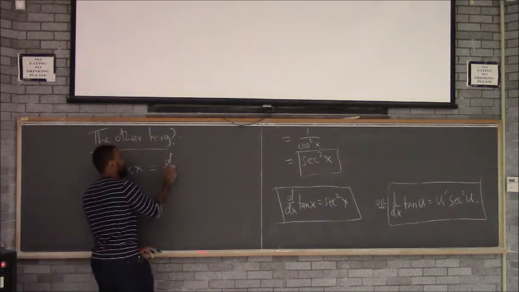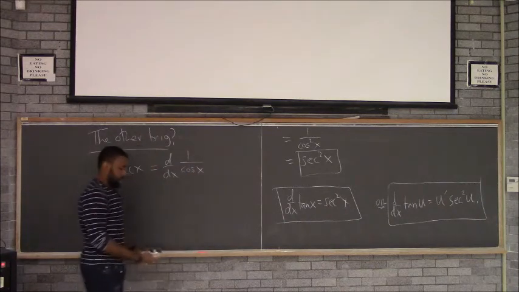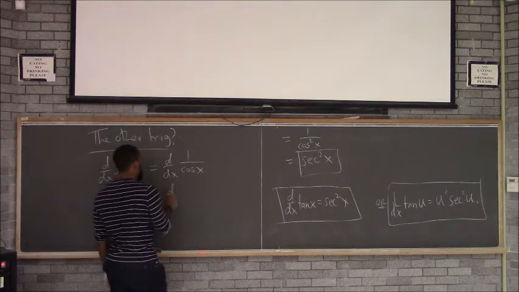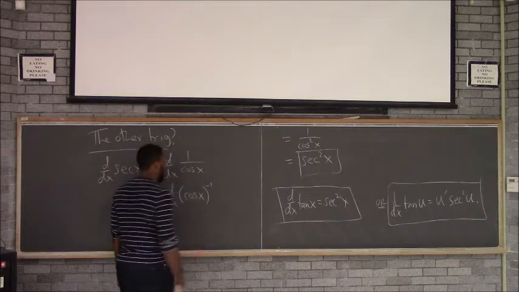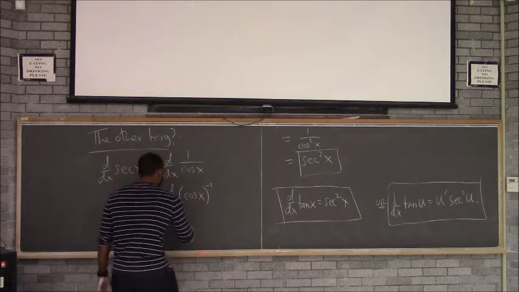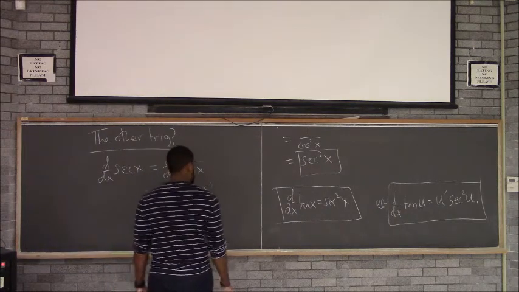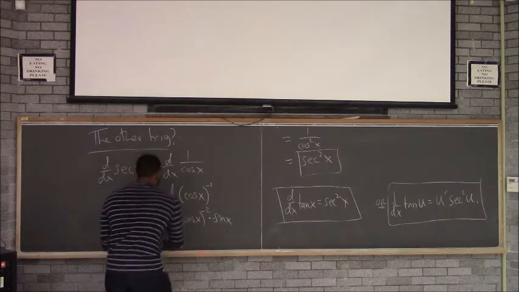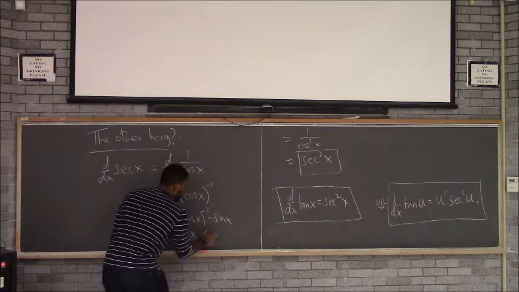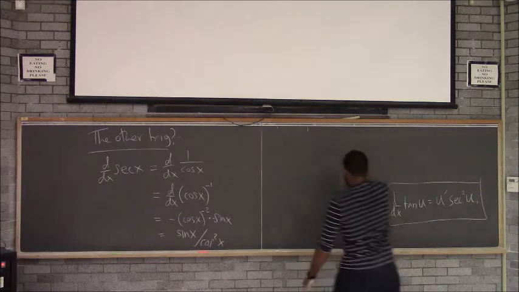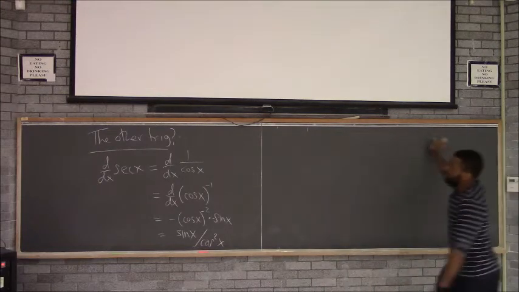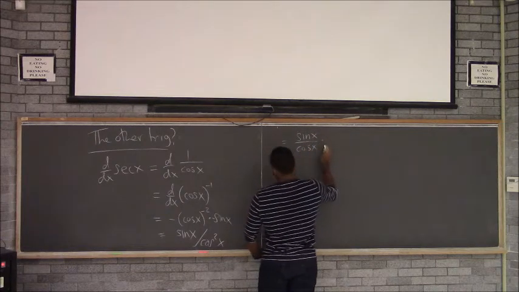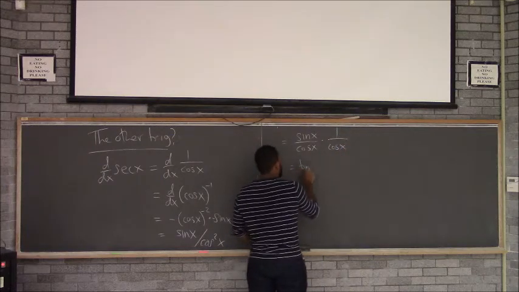Okay, so secant x is just 1 over cosine of x. Now, we could do the quotient rule here, but I won't, and I'll talk about why a little bit later. The preferred method here would be to bring the cosine up to raise to the -1 power and use the chain rule. So this is minus cosine of x to the -2 times the derivative of the inside, which is minus sine of x. So I end up with sine of x divided by cosine squared of x, which is equal to sine x over cosine x times 1 over cosine x, or tangent times secant.